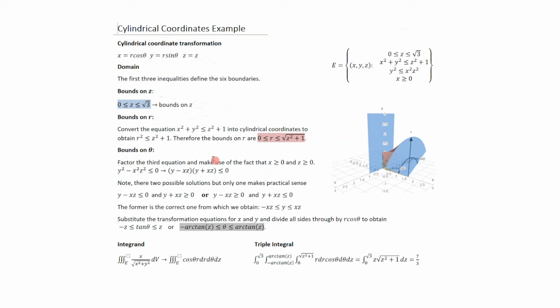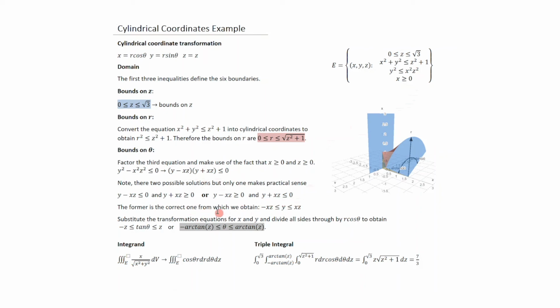So the last thing is the bounds on theta. So here what we have to do is to factor the third equation, which is this one here, and make use of the fact that x is greater than or equal to 0 and z is greater than or equal to 0. So we have this information and this information. So we end up with y squared minus x squared z squared is less than or equal to 0. You can factor this out as y minus xz times y plus xz less than or equal to 0. And there are therefore 2 possible solutions, but only one makes practical sense. So either we have y minus xz less than or equal to 0 and y plus xz greater than or equal to 0. That's basically one option. The other option is y minus xz is greater than or equal to 0 and y plus xz is less than or equal to 0.